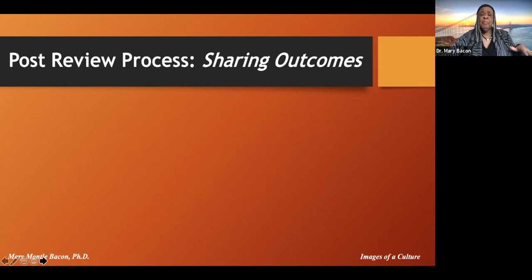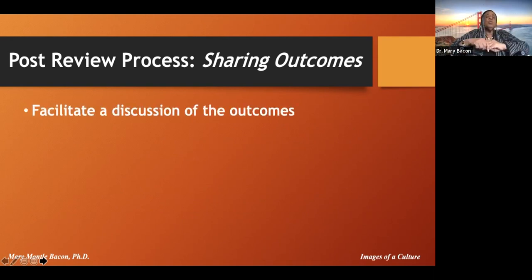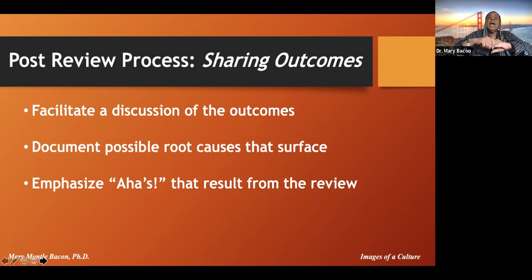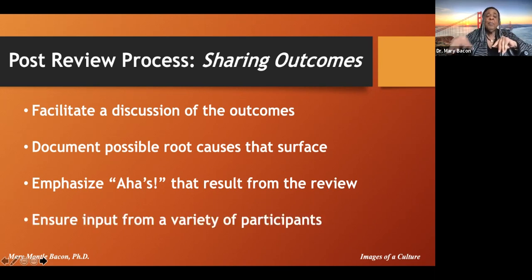In the third part of the process, which is the post-review, your people have now read their files, and now they come together to discuss the outcomes. So the purpose is to facilitate a discussion of what people got out of that process. And during it, we should document any possible root causes that might have surfaced during that discussion, and emphasize the ahas that result from the review. What is it that people learn or notice that was new for them as they went through that process?